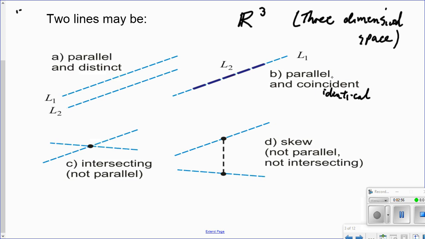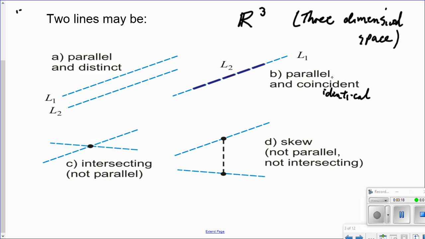Okay, we can have 2 lines that intersect. Those aren't parallel lines. And we can have a fourth case here that's a new concept called skew. And skew lines are 2 lines in 3 space that do not intersect, and they're not parallel. So we have 4 particular situations when we talk about 2 lines in 3 space, and they're right here.